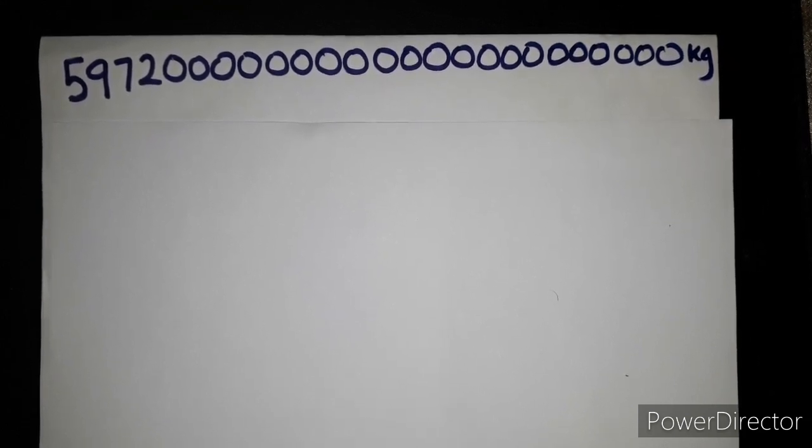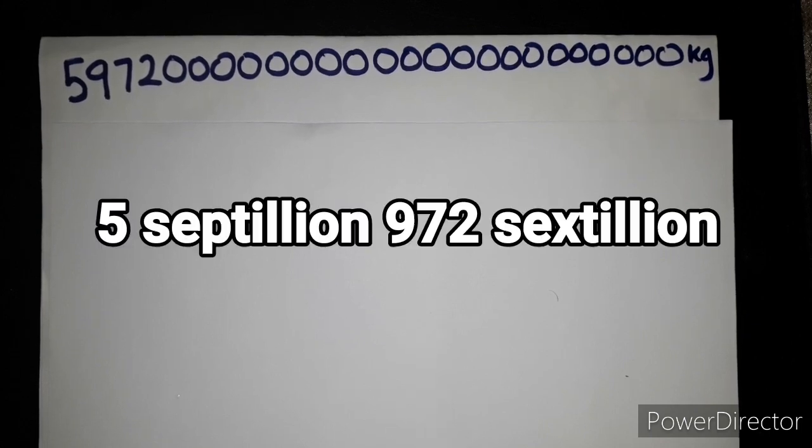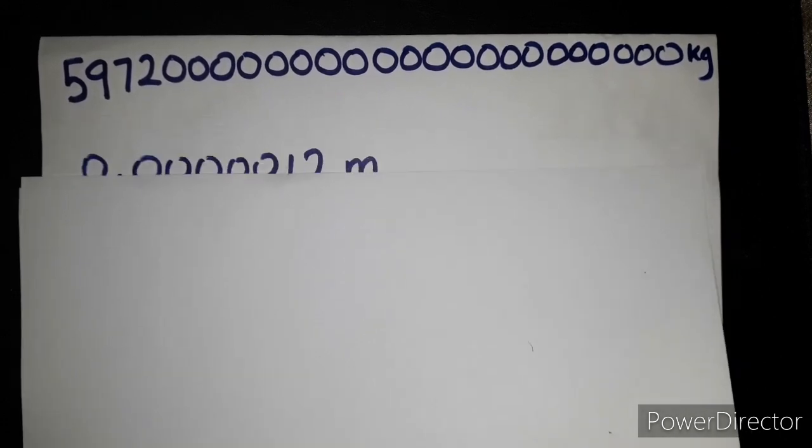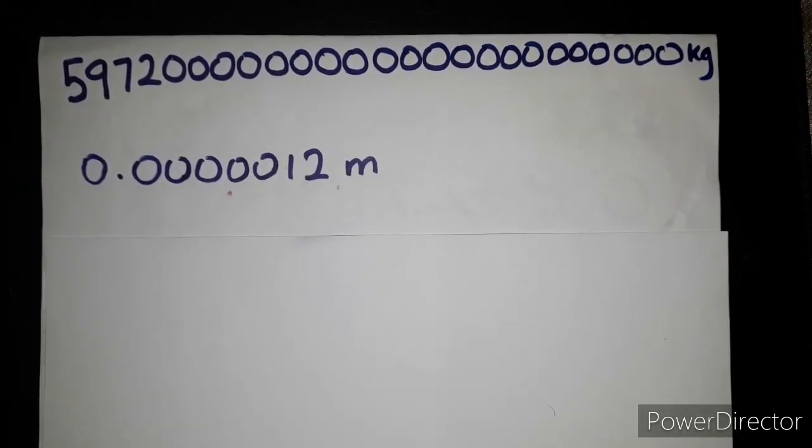Can't call it, right? Alright, just for educational purpose, the number is 5 septillion 972 sextillion. Sounds kind of funny, right? Now imagine having to write this number over and over again. How much time would that take up? So that is why they invented scientific notation. Scientific notation is an easy way to represent very large numbers, or in this case, very small numbers. Alright? So that is what we will be doing today.